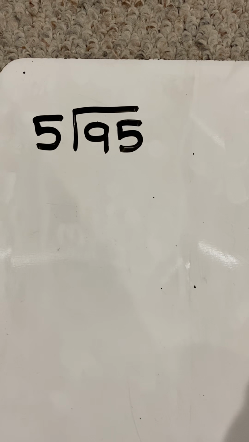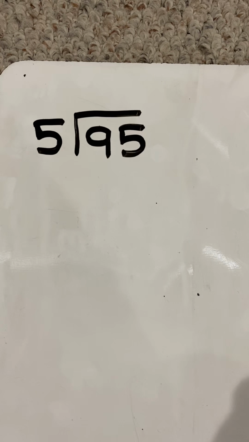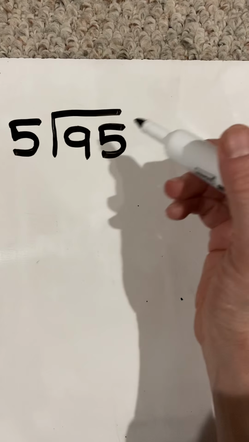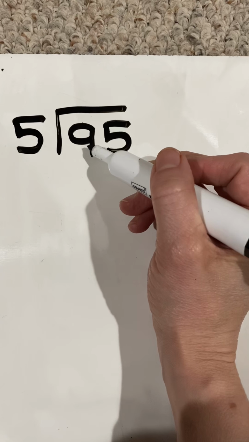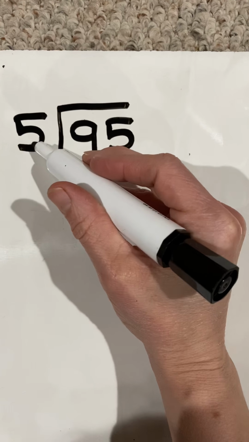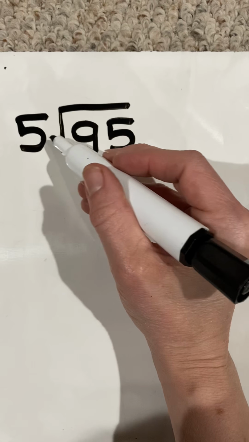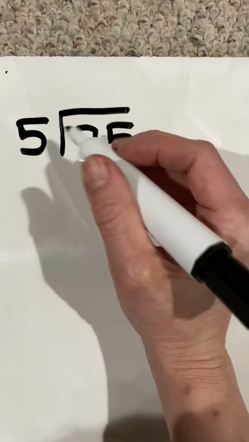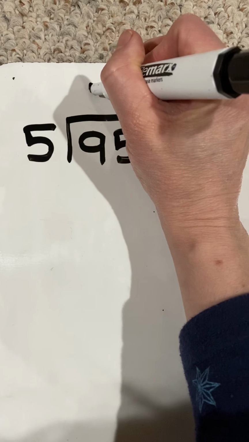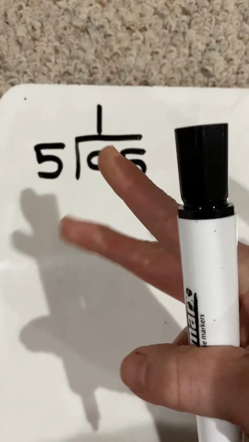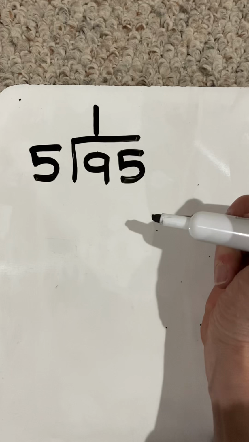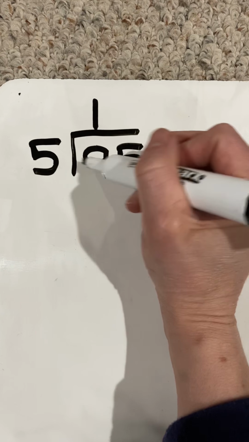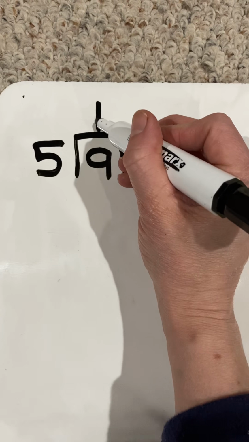All right, so if you take a look, I have 95 divided by 5. My first thought here, I am going to be dividing. So I know that I'm looking to see how many 5s are in this first digit of 9, okay? I have 1 because if I count up to 2, 5, 10, that's bigger than the digit 9. So I'm going to do 9 divided by 5 is 1.